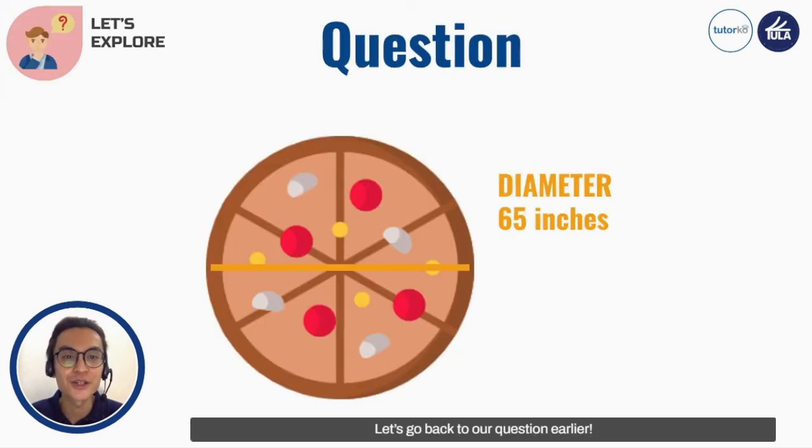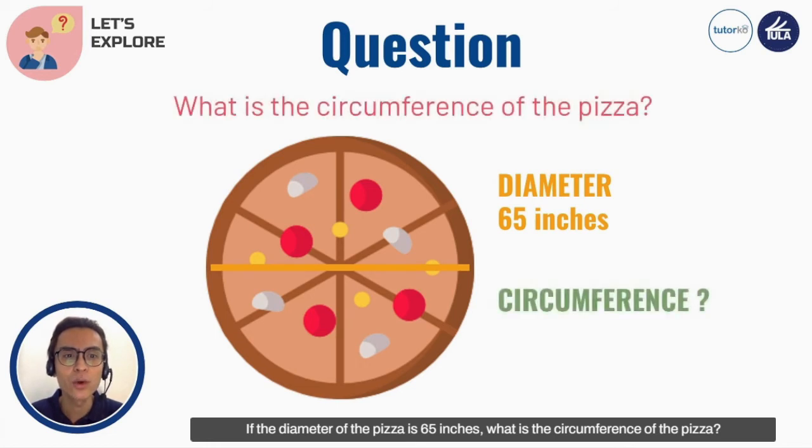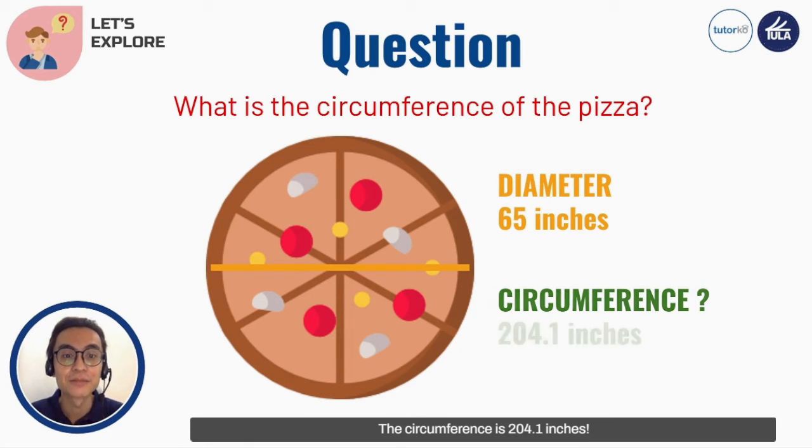Let's go back to our question earlier. If the diameter of the pizza is 65 inches, what is the circumference of the pizza? The circumference is 204.1 inches.